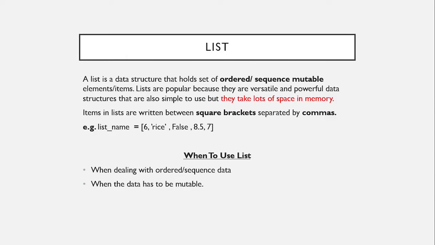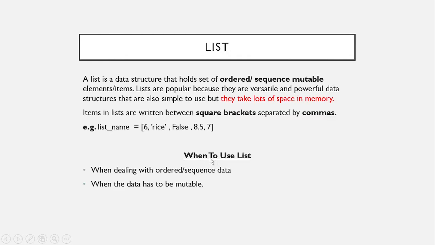Now with lists, you realize that the items are written between square brackets, right? Whenever you see items written between square brackets like this, it's a list. So you have the list name, then the item 6, which is an integer, rice, which is a string, False, which is a boolean, 8.5, which is a float, and then 7, which is an int. So it can contain different data types. Each item or element is separated by a comma. We'll be going into more detail about that.